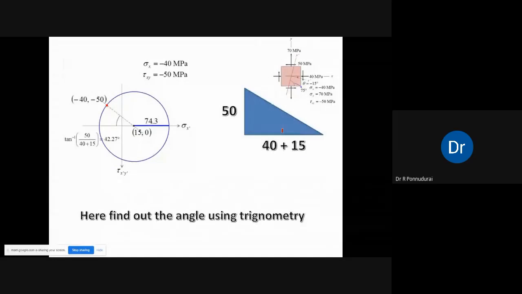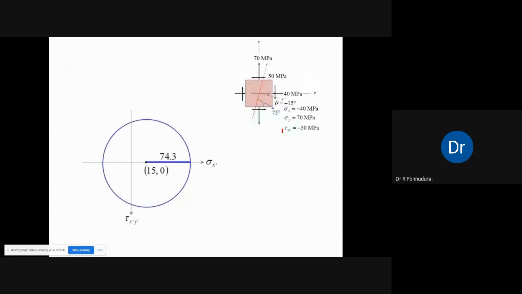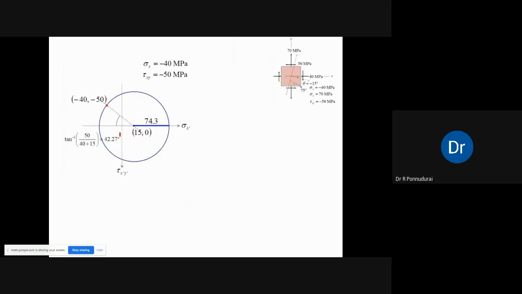Okay. So here it comes here. This is the coordinate, the center point, sigma average comma 0. The next point is minus 40, minus 50. So from 0 to minus 40 here, minus 50 here. That is the A point. This is the 0 point, the O point. So keeping OA as the radius, draw the circle. Now this becomes theta equal to 0 degree.